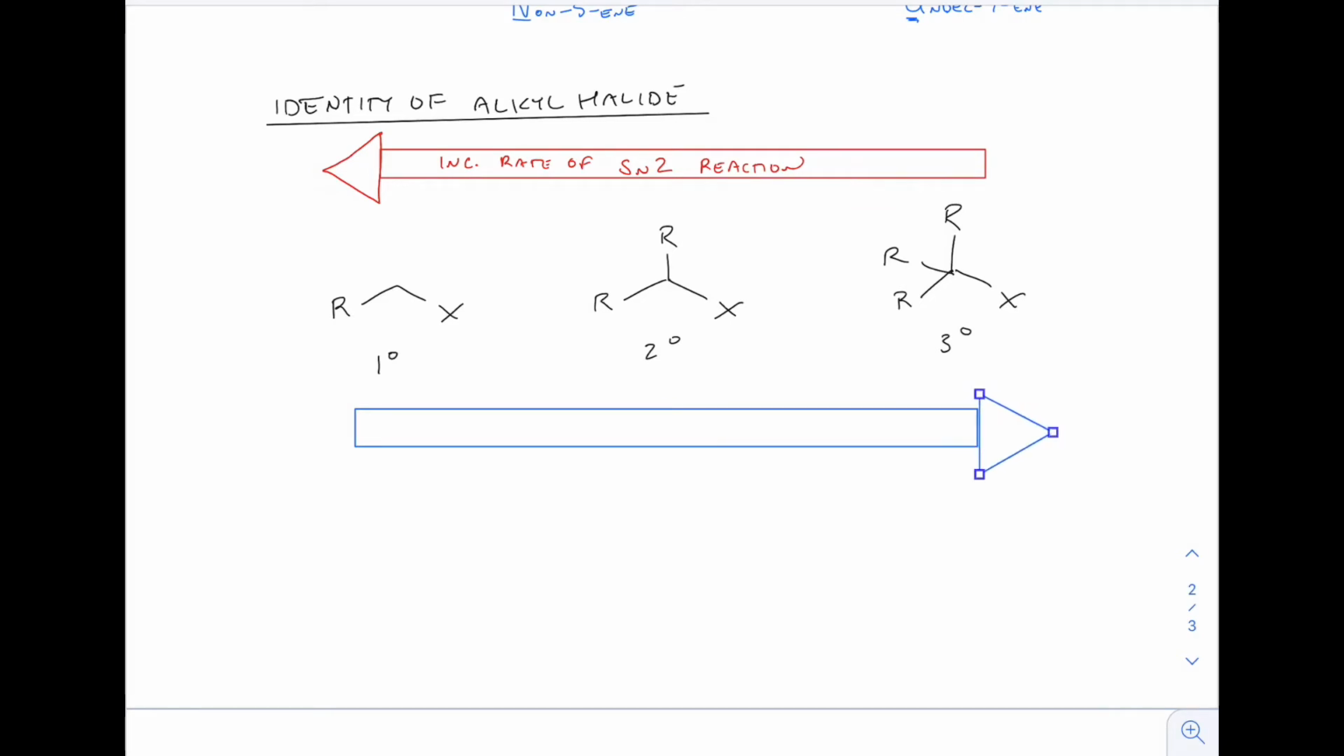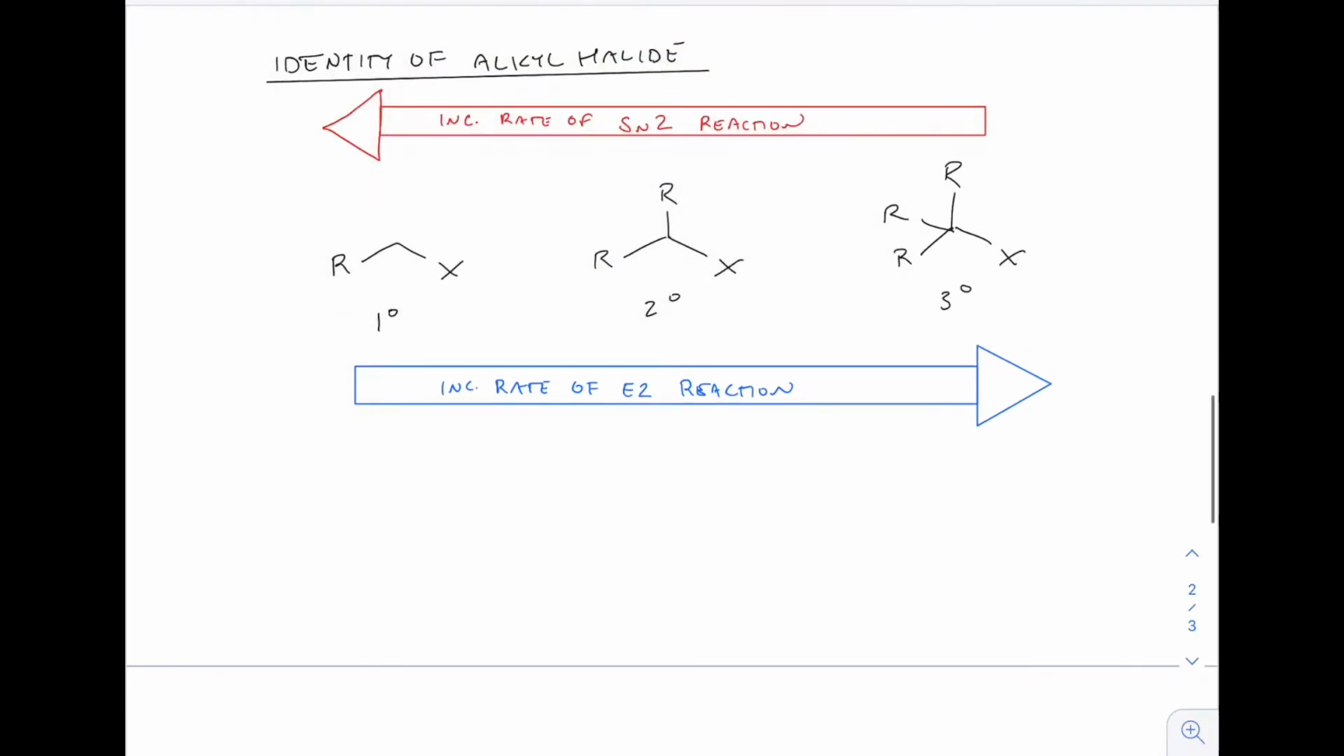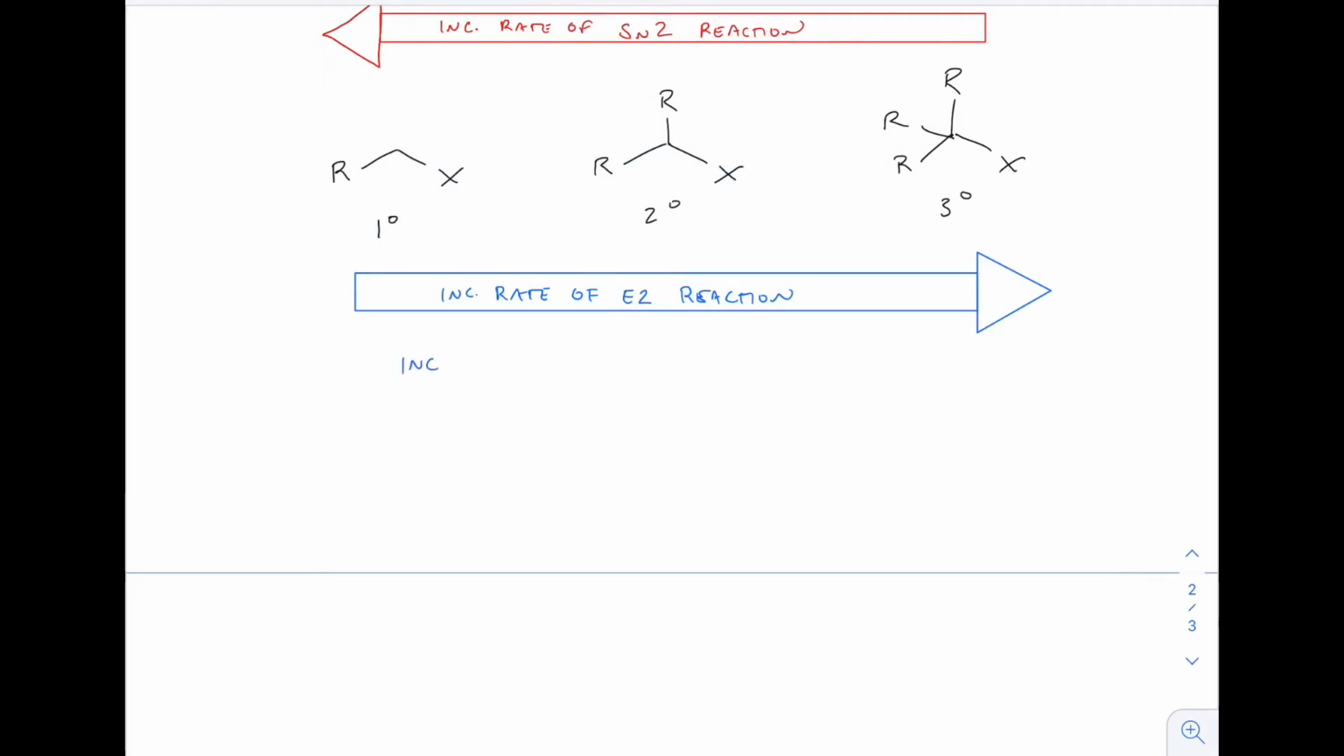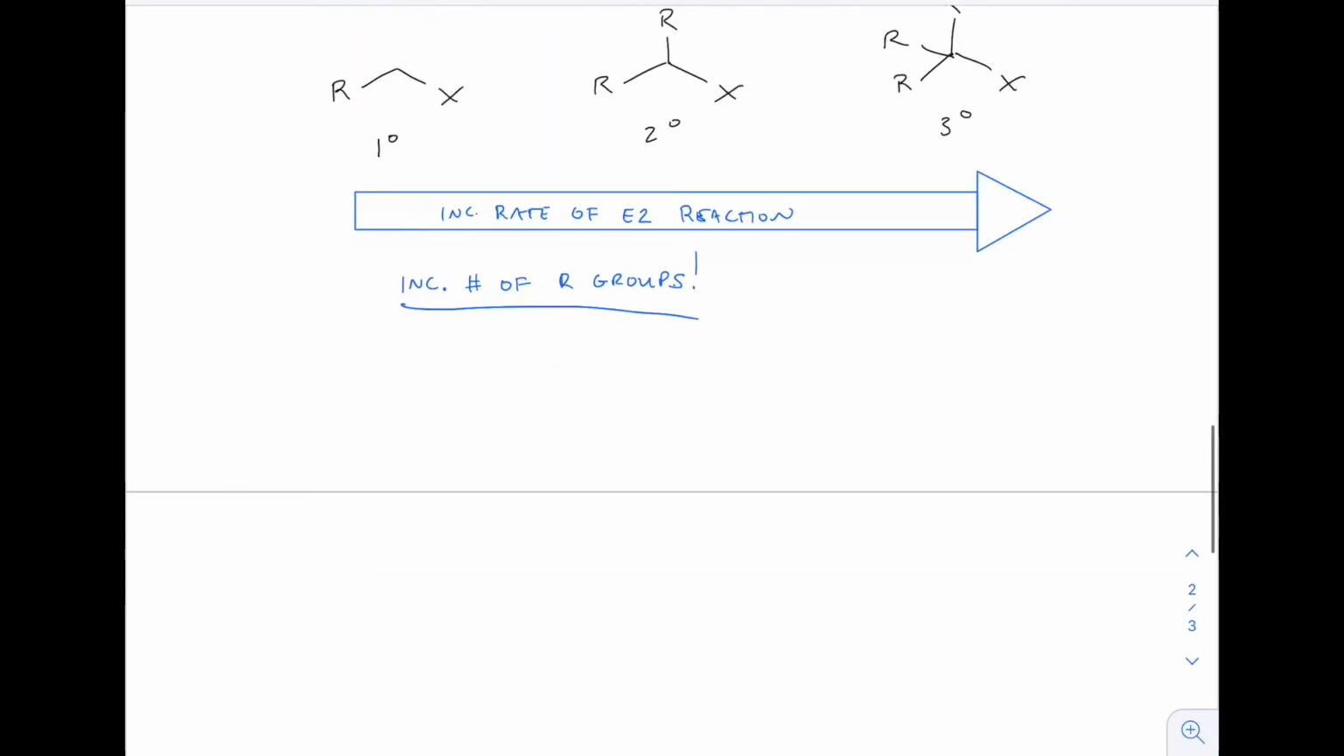But check this out. So, increased rate of reactivity for an E2 as we go from left to right. Okay, so that's primary, secondary, tertiary. Tertiary is going to be more reactive than a primary for an E2 mechanism. Okay, so what you talking about, Jess? Why is that? Well, that's because we have an increased number of R groups on that tertiary alkyl halide.